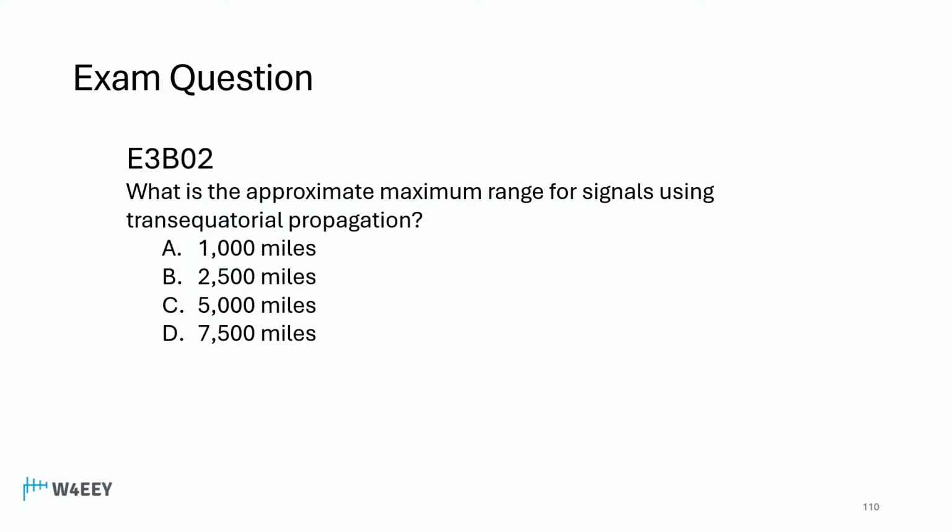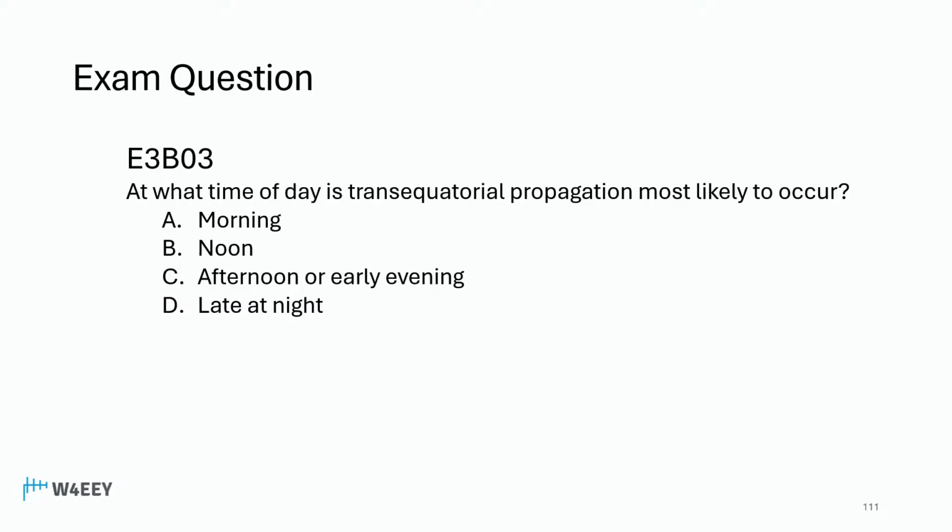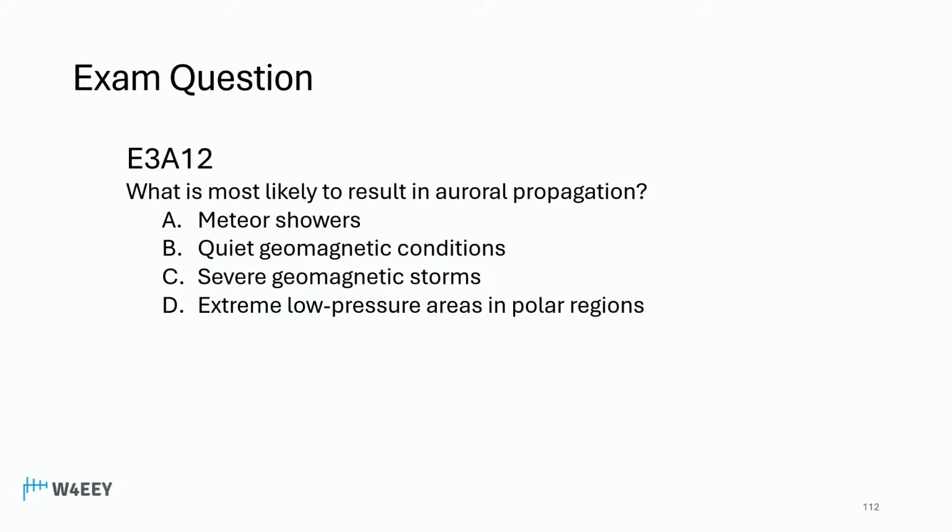What is the approximate maximum range for using transequatorial propagation? That's Charlie, 5,000 miles. Me to Brazil. At what time of day is transequatorial propagation most likely to occur? Charlie. Afternoon or early evening, after the atmosphere is well warmed up.